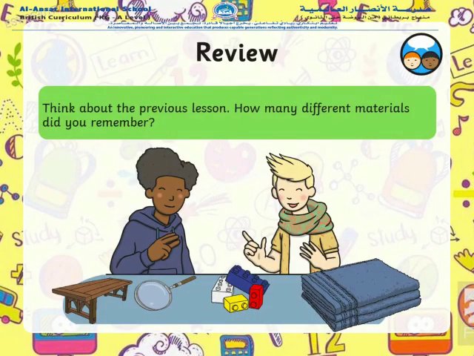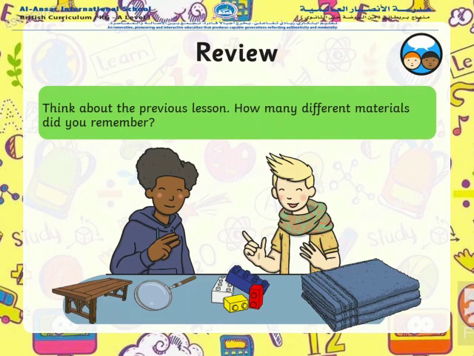Let's review what you have studied earlier. Think about the previous lesson. How many different materials do you remember? Can you name them? Look at the pictures. Over here, we have a bench. What is it made out of? Think about the material. Yes, you're right, it's made of wood. Then we have a magnifying glass. It's made of glass. Then we have toys, building blocks. Can you guess? You're right, it's made of plastic. And the towel is fabric.